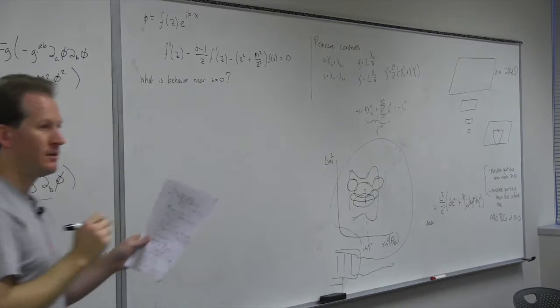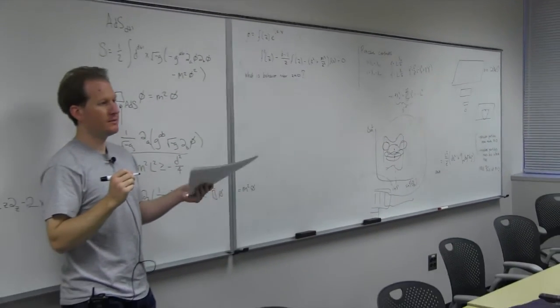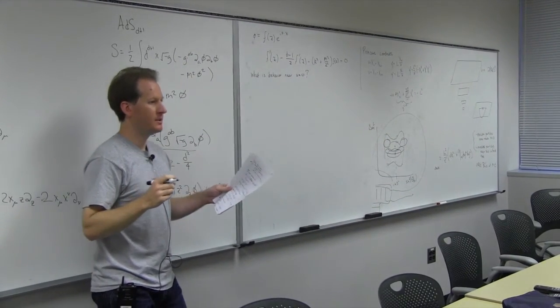Yeah? So when you're saying e to the ikr in flat space, are you talking about the radial coordinate? Yeah. Okay. Right, okay.